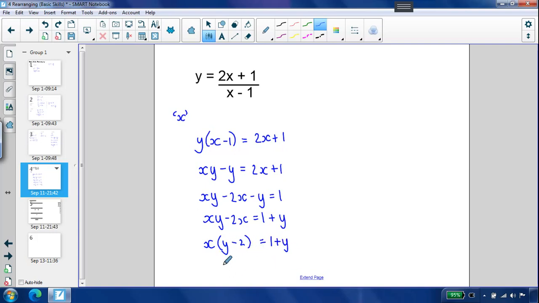Now last step, I'm going to divide by y minus 2. Remember, there's a hidden multiply here. So dividing both sides by that expression, I'm going to be left with x is equal to 1 plus y over y minus 2.